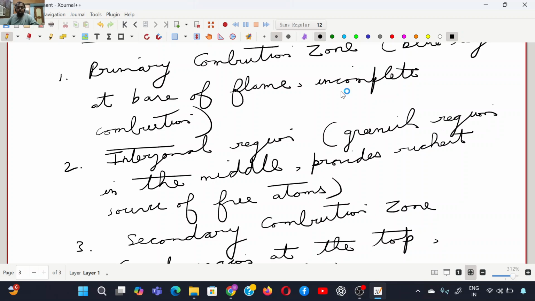Okay, the interzonal region height is about 1 to 3 centimeter depending on the flow rate. This is a zone which contains free atoms and stable molecular oxides. This is the most useful region for atomic absorption since free atoms are required for measurement, and the burner height is adjusted so that the hollow cathode lamp radiation passes through this region.